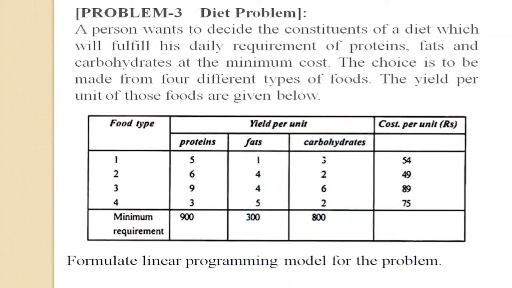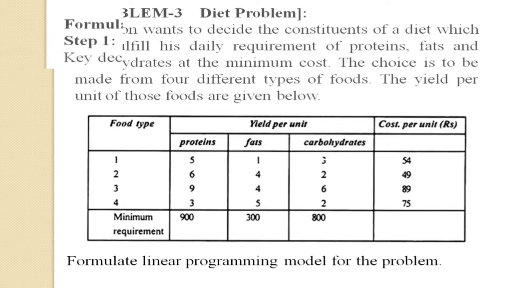Food type 1, 2, 3, 4, yield per unit of proteins, fats, carbohydrates, cost per unit in rupees 54, 49, 89, 75, and the minimum requirements are 900, 300 and 800. Formulate the linear programming model for the problem.